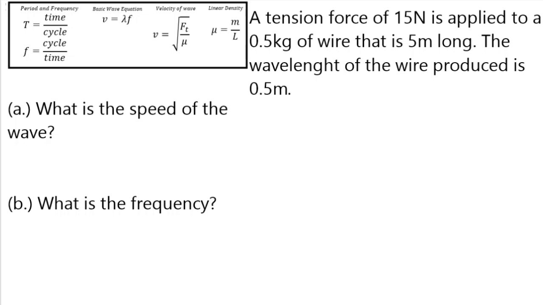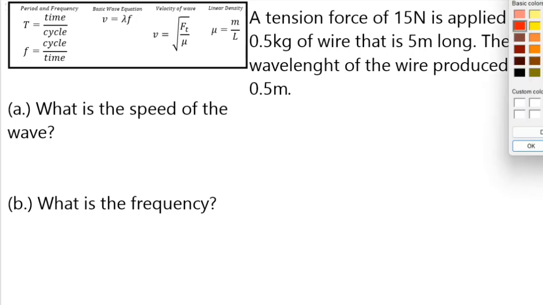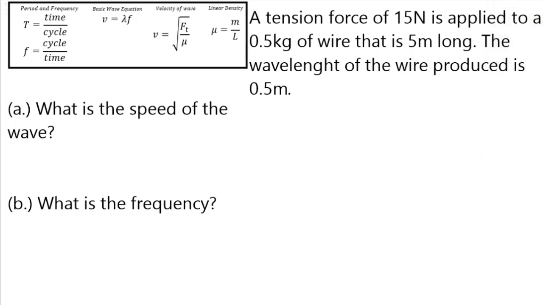Okay, now let's move on to our problem. A tension force of 50 newtons is applied to a 0.5 kilogram wire that is 5 meters long. The wavelength of the wire is 0.5 meters. So what is the speed of the wave and what is the frequency?